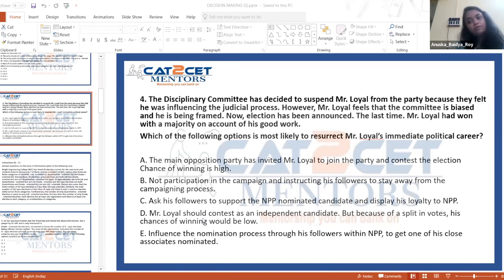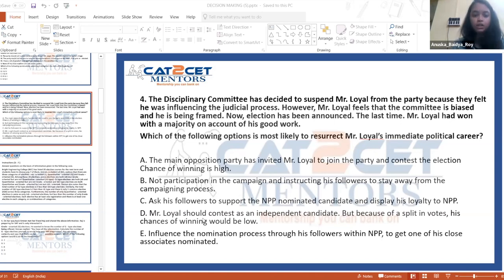So if he contests as an independent candidate, his chances of winning is low. So obviously his immediate political career is not going to be good. If he does, it will not be resurrected, right? So if he works for the opposition, chances of winning is high. Political career immediately resurrected. D, chances of winning is low. He will have to keep on fighting against NPP and the other political parties. So immediate resurrection, not a good option.